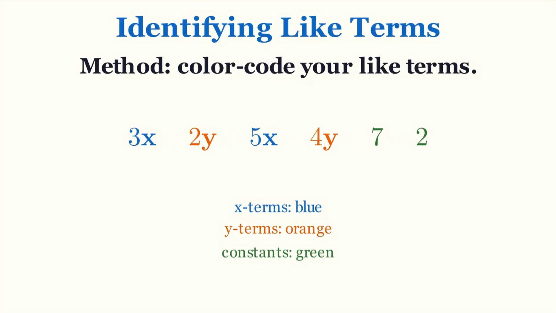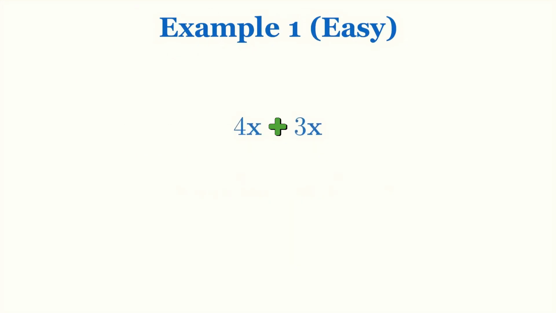3x plus 5x. Add the 3's and 5's. That's 8. The x just comes along for the ride. 8x, the x never changes, only the number in front does. Watch a few examples. 4x plus 3x is 7x. Easy.